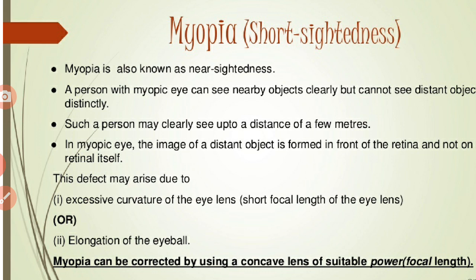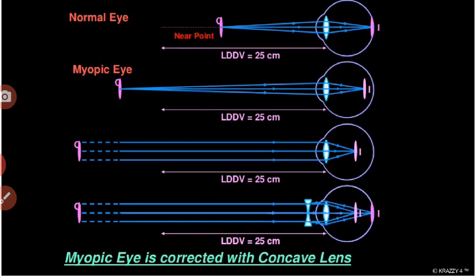This defect may arise due to excessive curvature of the eye lens, that is short focal length of the eye lens, or elongation of the eyeball. Myopia can be corrected by using a concave lens of suitable power, that is focal length. So here we can observe the myopic eye is corrected with the concave lens. First one, the myopic eye. Then the second one is correction of myopia with a concave lens.